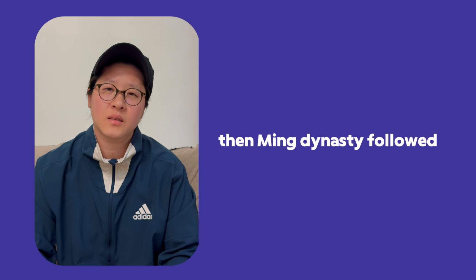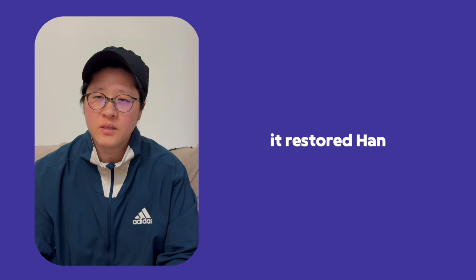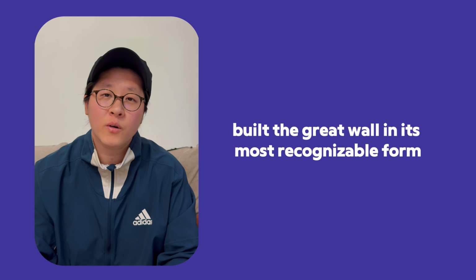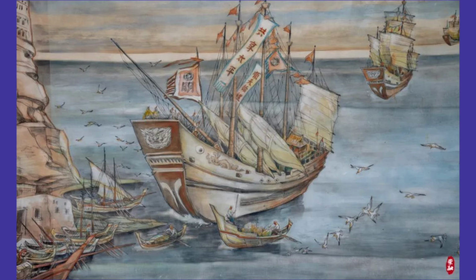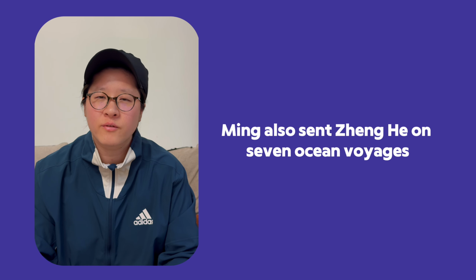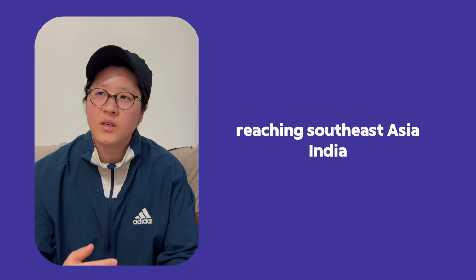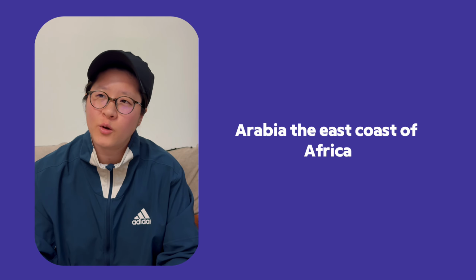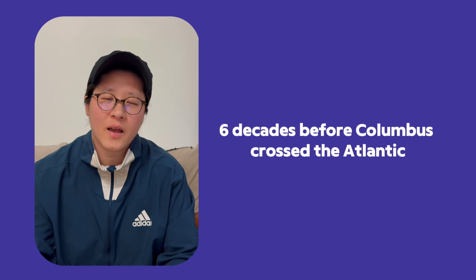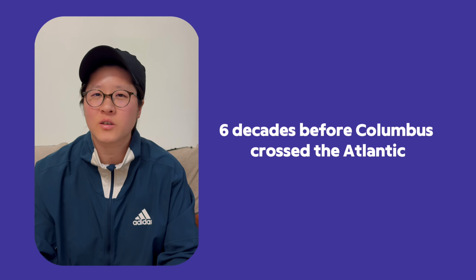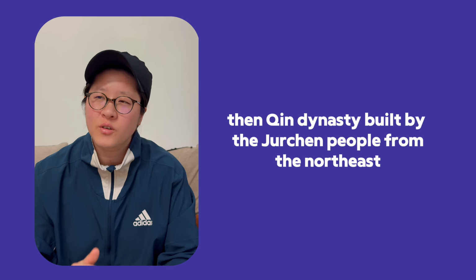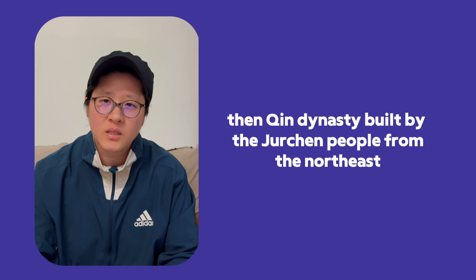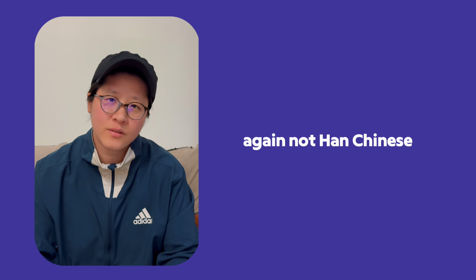Then the Ming dynasty followed. It restored Han, built the Great Wall in its most recognizable form. Ming also sent Zheng He on seven ocean voyages, reaching Southeast Asia, India, Arabia, the east coast of Africa, six decades before Columbus crossed the Atlantic. Then the Qing dynasty, built by the Jurchen people from the northeast, again not Han Chinese.